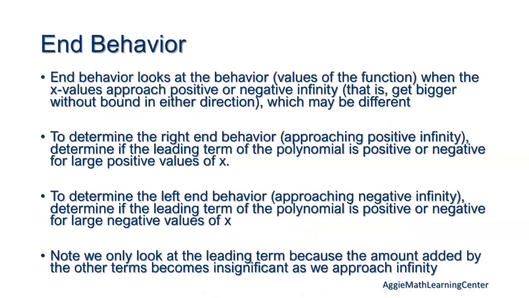The end behavior looks at the behavior when x values approach positive or negative infinity. This is kind of a lot of different text, but I'll just summarize it. As your graph gets bigger, either of those ways, the end behavior is, where does the graph go? Does it go up? Does it go towards the x-axis? Does it go down? Just one of them, in either direction.